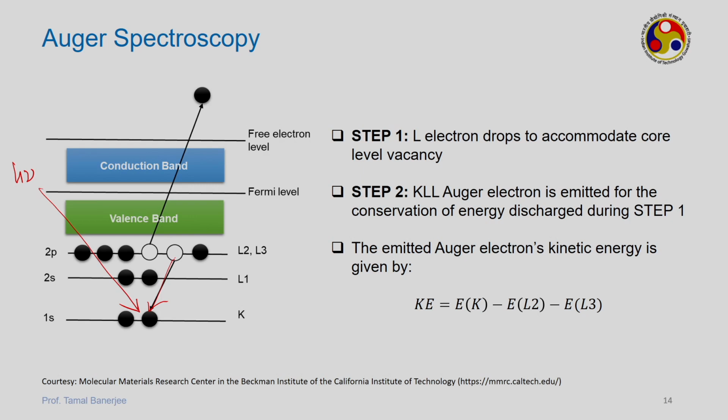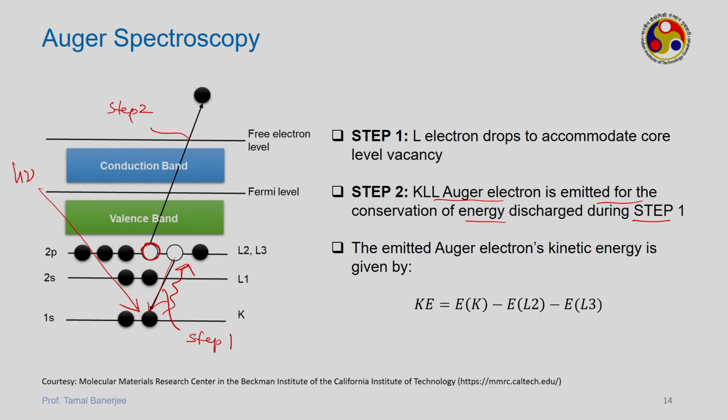While it does so, it will emanate an energy, and this energy will give sufficient energy for this electron to escape. This we call the Auger electron. This is called the KLL Auger electron, emitted for the conservation of energy discharged during step 1. So, step 1 is this one, and step 2 is this.